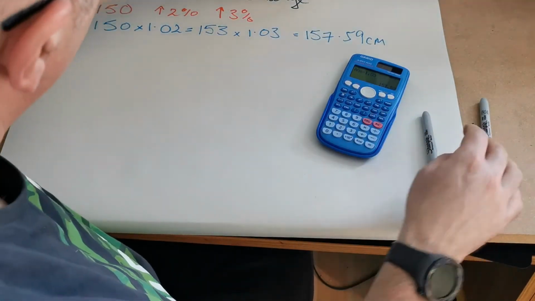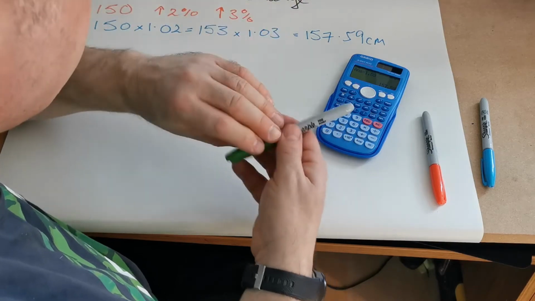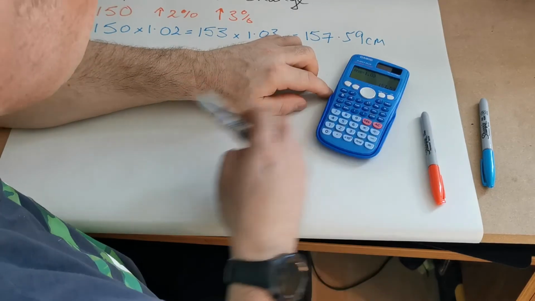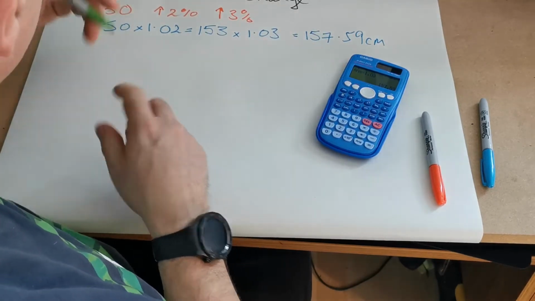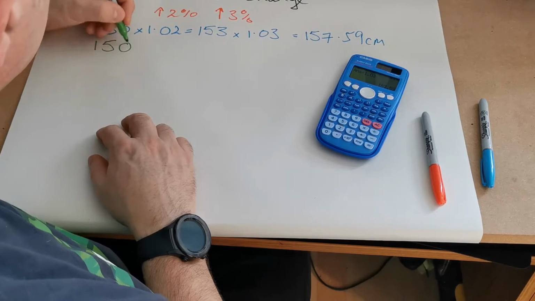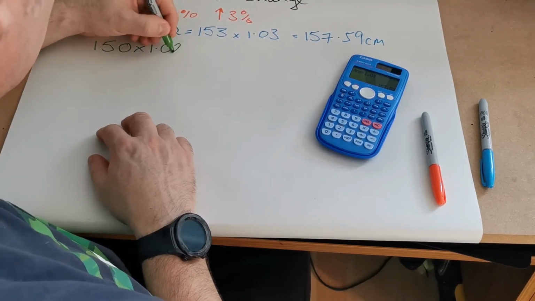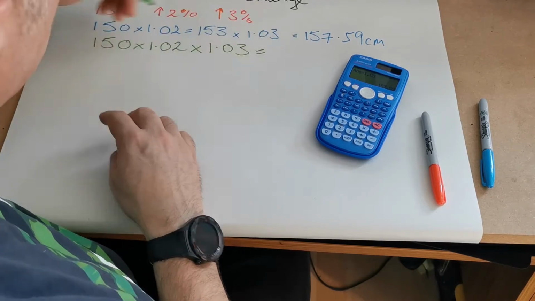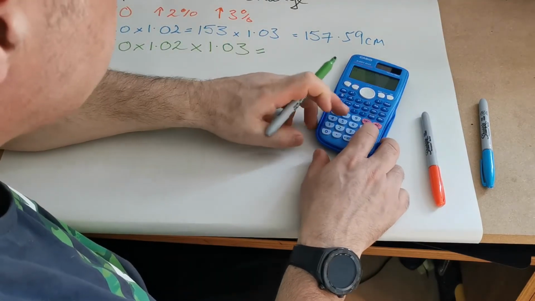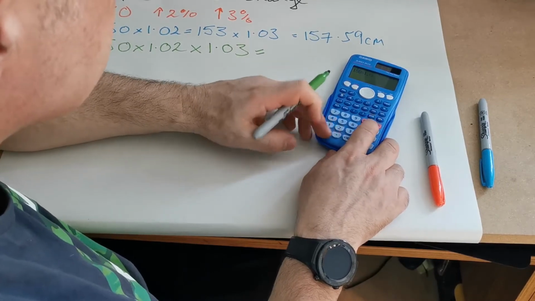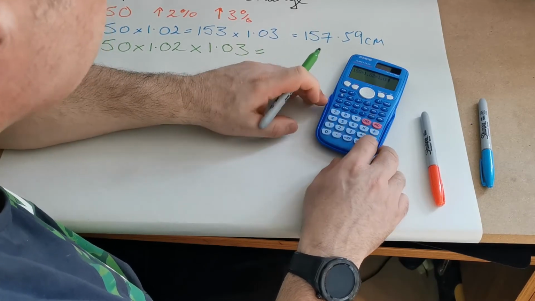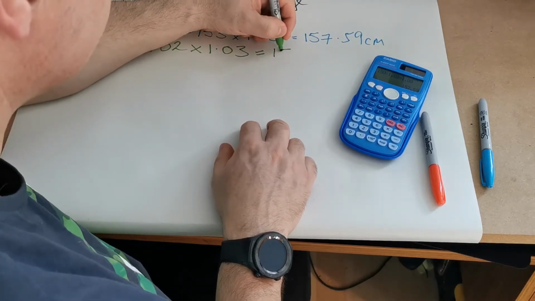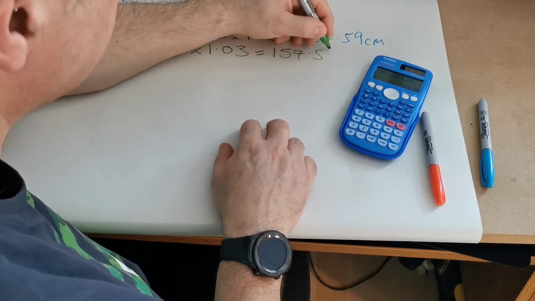Now, it may not have escaped your notice, but I didn't actually press clear or cancel on my calculator. What I did was I pressed 150 times 1.02 and then I went straight on to times by 1.03. So I could just put it all in one go. So 150 times 1.02 times 1.03. And that does give me 157.59 centimetres.